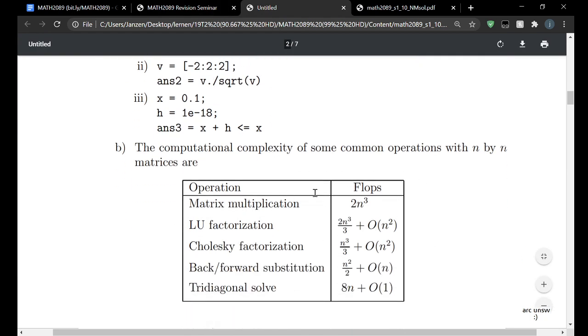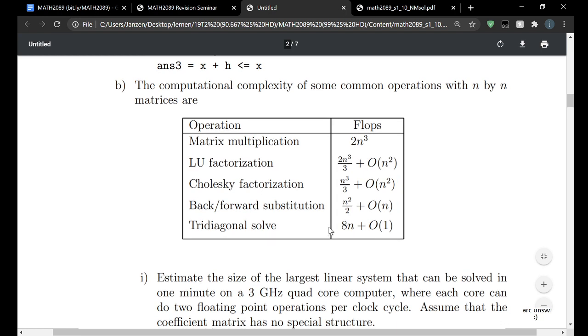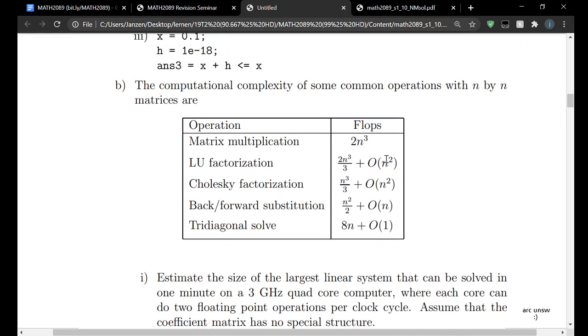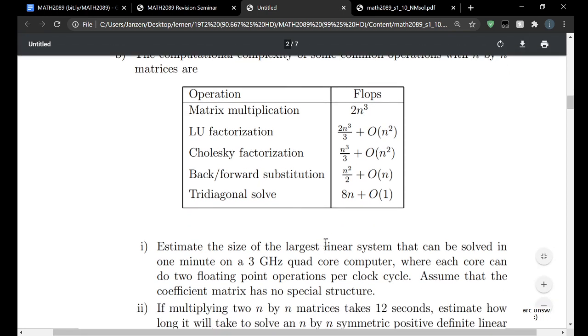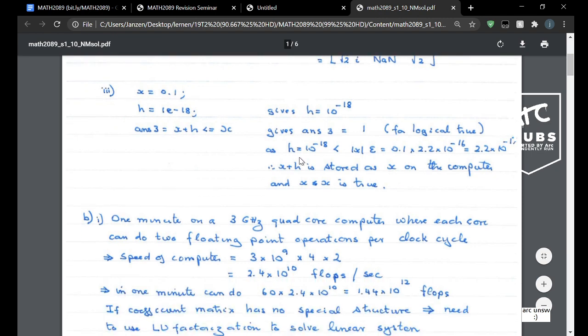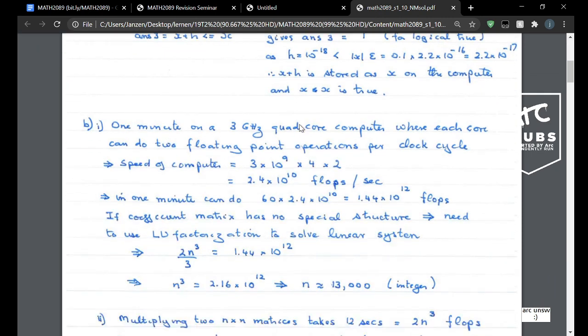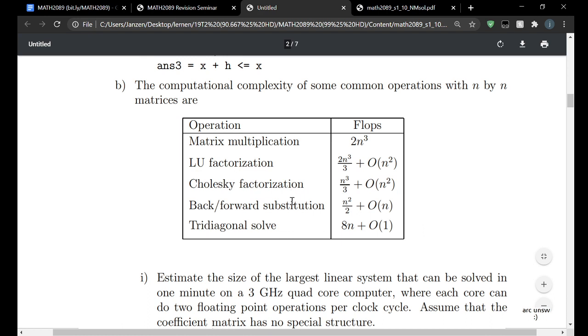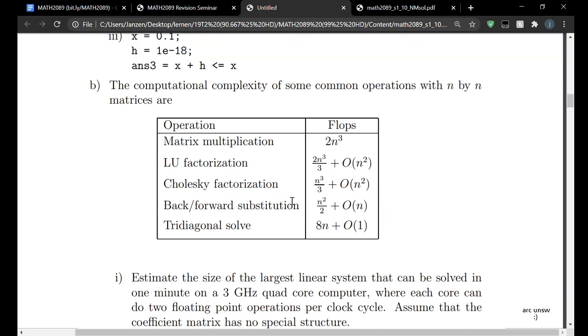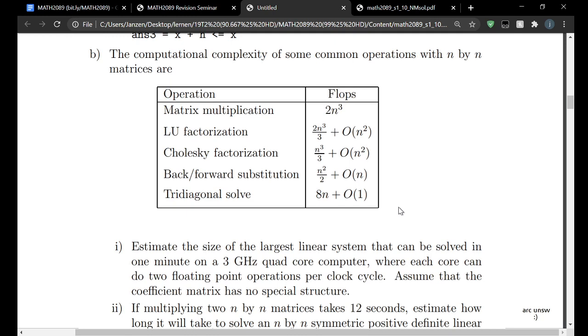A lot of past papers also give us these type of questions, and in these type of questions, you basically just ignore the big O notation in trying to calculate how many flops a certain process will take. Okay, so estimate the size of a large linear system that can be solved in 1 minute on a 3 GHz quad-core computer, where each core can do 2 floating point operations per clock cycle. Assume that the coefficient matrix has no special structure.